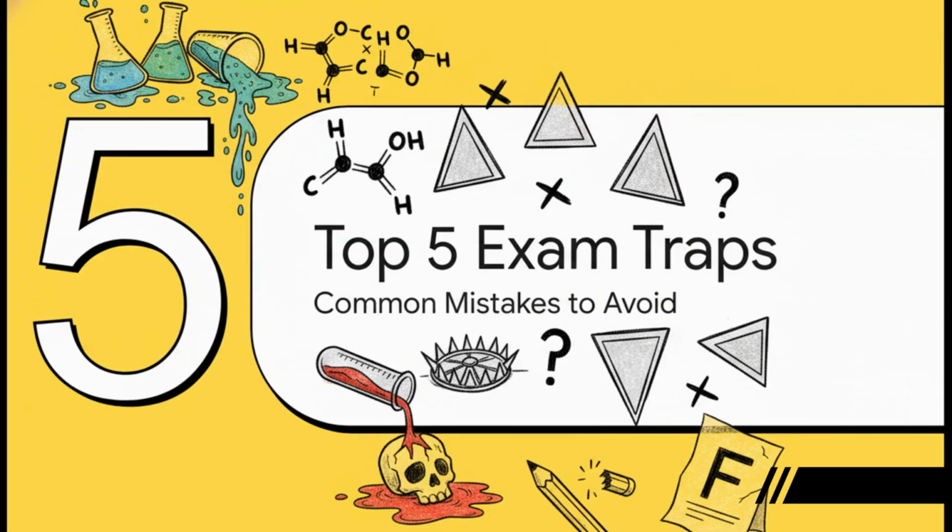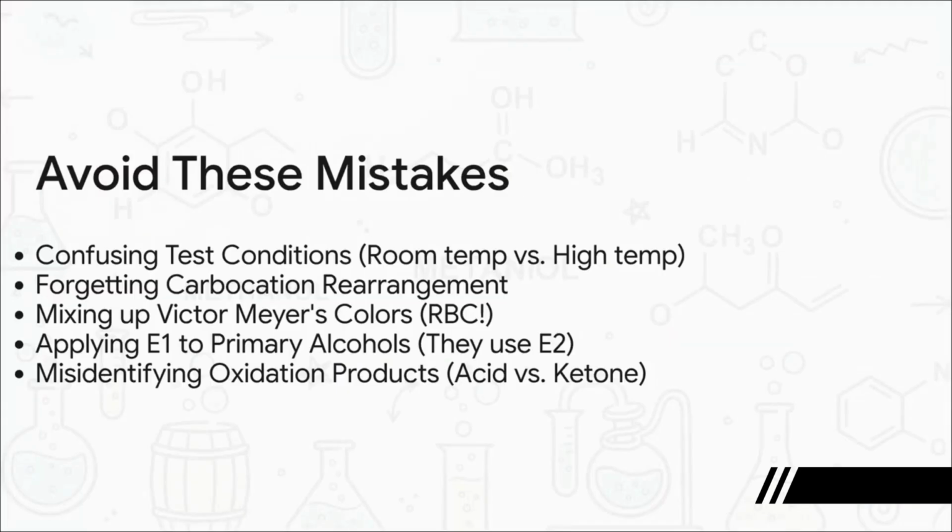I'm going to walk you through the 5 most common traps that I've seen trip up even the smartest students. Let's make sure you're not one of them. Trap number 1, confusing the conditions. Remember, Lucas is room temp, dehydration is hot. Trap number 2, and this is the big one, forgetting about rearrangement. Always check if a more stable carbocation can form. Trap 3, mixing up the Victor-Meyer colors. Just drill RBC into your head.